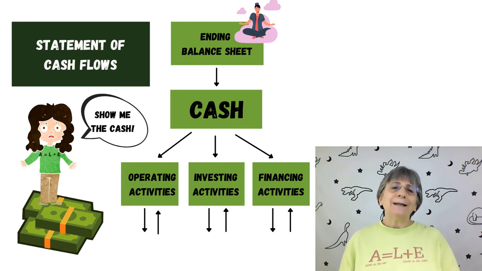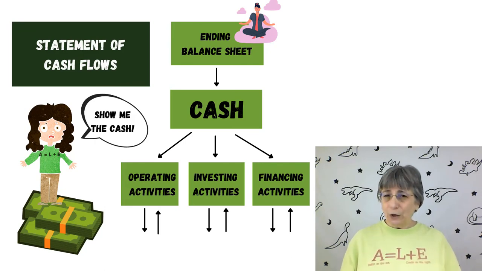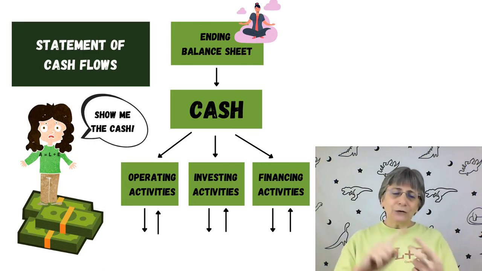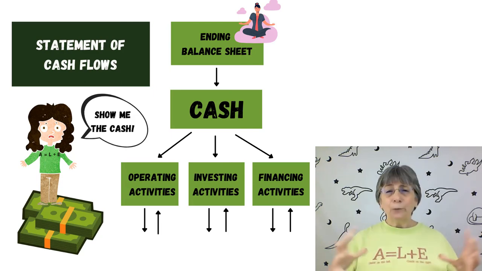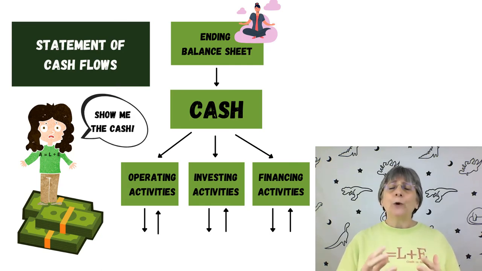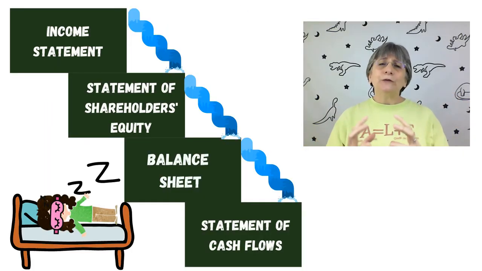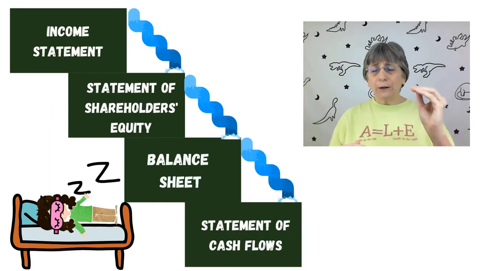So we're going to divide that into 3 sections. We're going to look at operating activities, investing activities, and financing activities. And when we add all of those increases and decreases together, we can see whether our cash overall increased or decreased. So when we pull all of those pieces together, we start with our income statement.